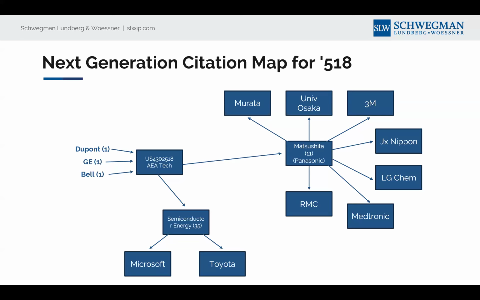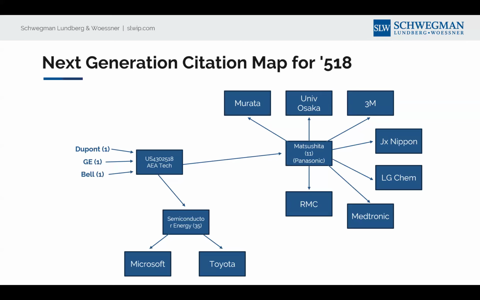Another company, a Japanese company, Matsushita, which became Panasonic, was consumer electronics. And they had 11 patents citing to the Goodenough et al. patent, and other companies citing off of 1 or more patents in the Matsushita portfolio, where Murata is in the electric components business. In particular, they make and made capacitors. The University of Osaka was looking to improve Goodenough et al.'s design. 3M was looking at materials for making these lithium-ion batteries.